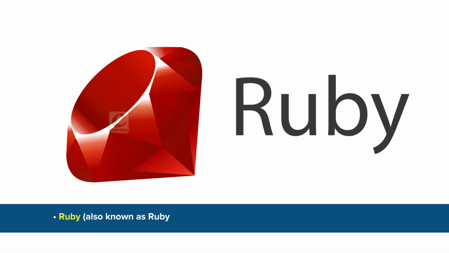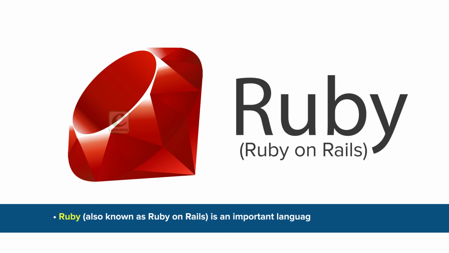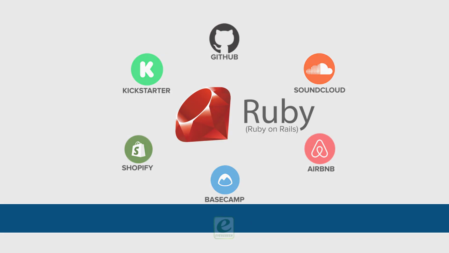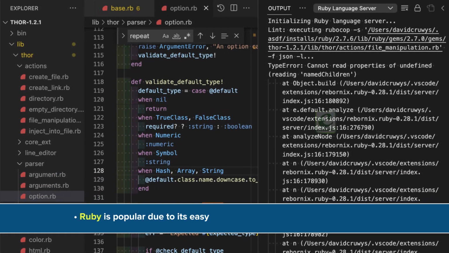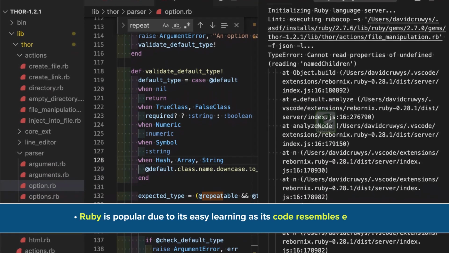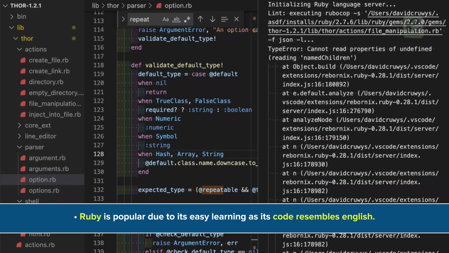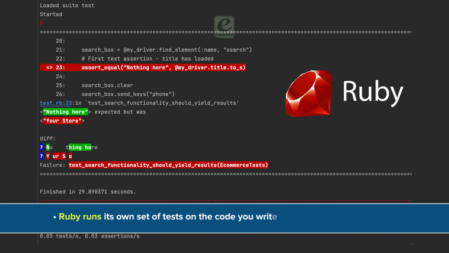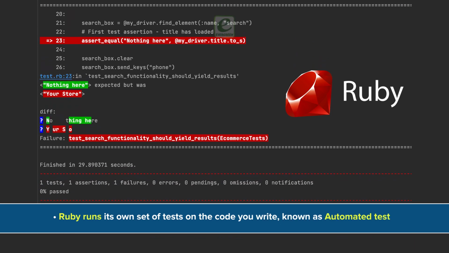Ruby. Ruby, also known as Ruby on Rails, is an important language to build web apps. Ruby is popular due to its easy learning, as its code resembles English. Ruby runs its own set of tests on the code you write, known as automated testing.